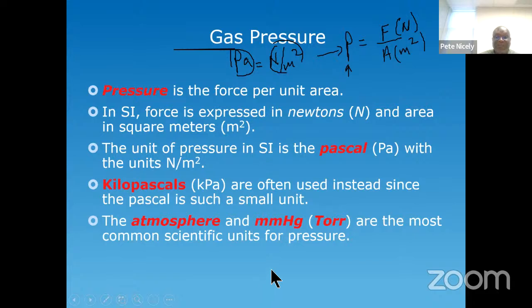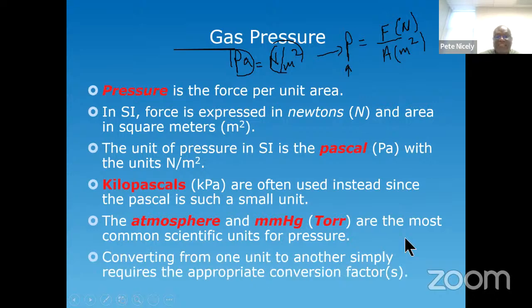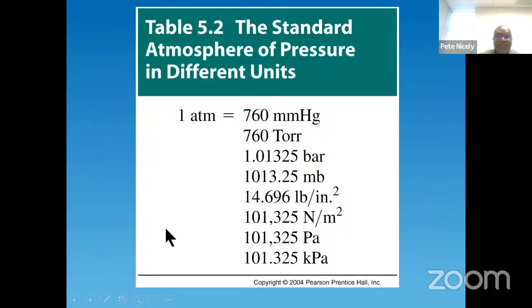Now, there are some other units that we're going to talk about later on. We have what is known as the atmosphere unit, and then we have what is known as the millimeters mercury unit, which is the same exact unit, in terms of value, as the torr unit. So millimeter mercury and torr, basically they're the same. And I think the next slide has the relationship between all these different units.